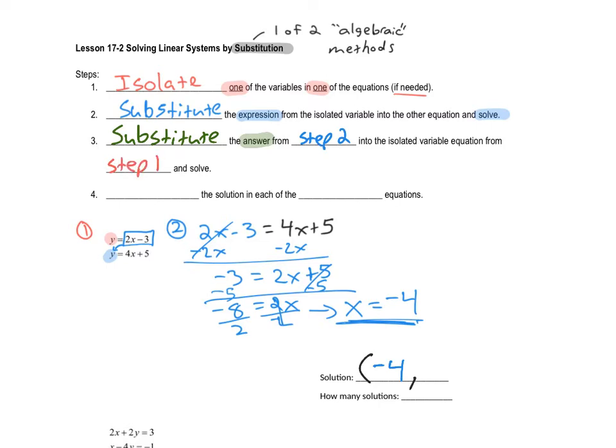Whatever is the isolated equation is. And then we're going to solve. So we're going to take this negative 4 and we could put it in for either of these x's up here. You could put it in the first one or the second one. Just choose one. Second one sounds good.